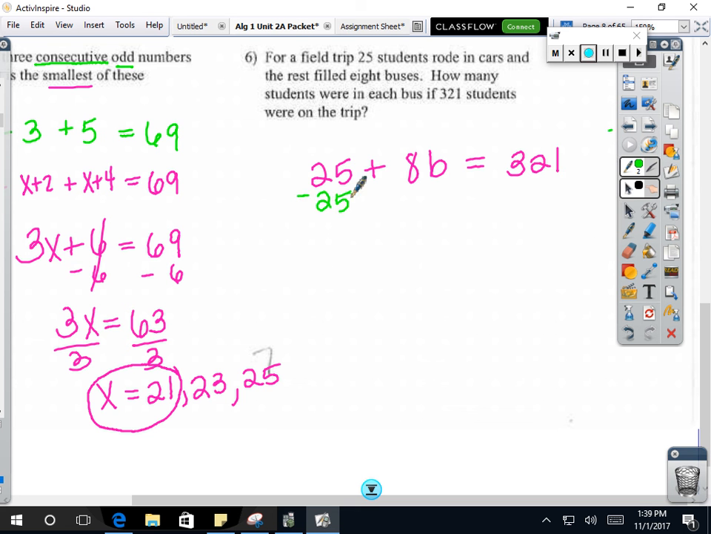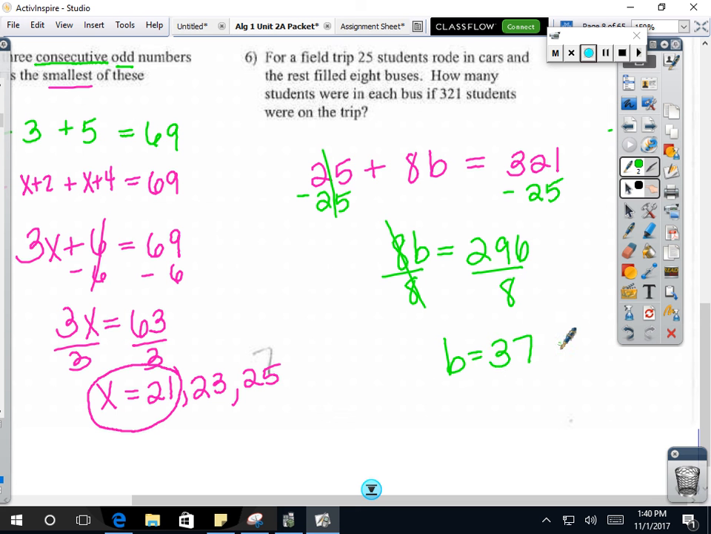Right? Take the 25 car riders out of the total so you can figure out how many bus riders you have and how many bus riders are left once you take the car riders out. And now you can take those 296 kids that you know you got to fit on a bus and divide it by 8. 37 students per bus.